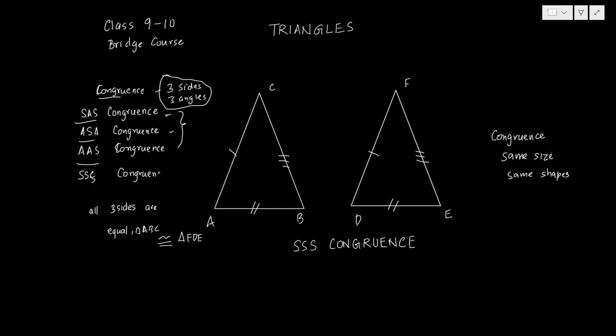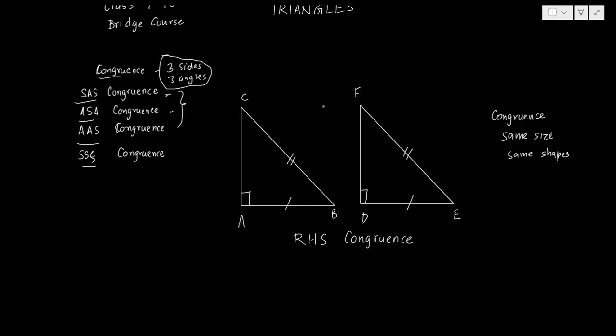So according to the SSS congruence criteria, if all the three sides are equal, that is fine. You don't have to measure any angle, because if the three sides are equal, what that means is the triangles are congruent. Okay, now we come to something called RHS congruence.